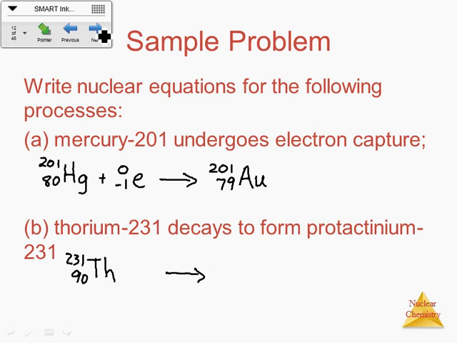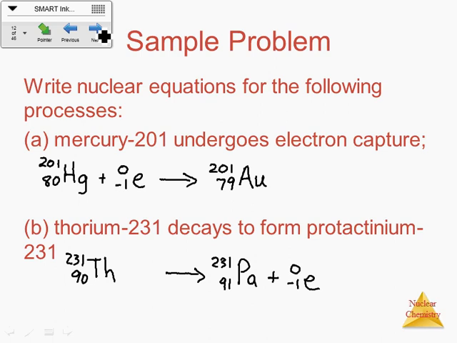Protactinium is actually 91. Atomic number 91, and its mass number is still 231. Whatever process is happening here, we're not changing the mass number. So this has got to be one of the conversions from a neutron to a proton or a proton to a neutron. Because this is going from 90 up to 91, we're converting a neutron into a proton.